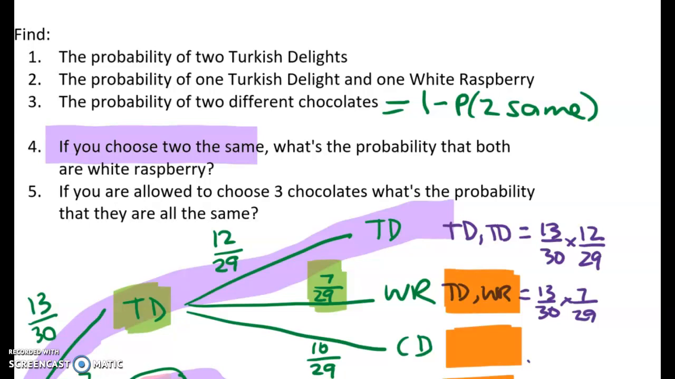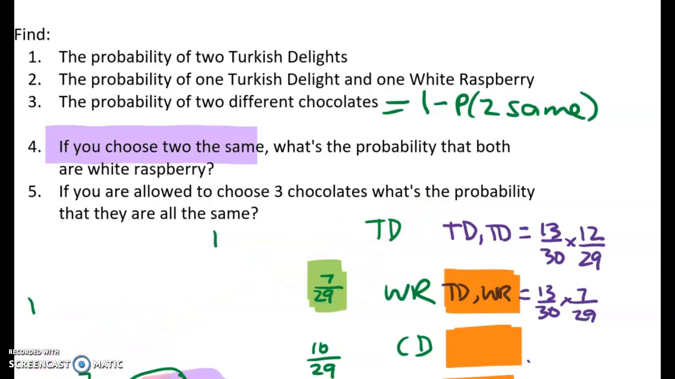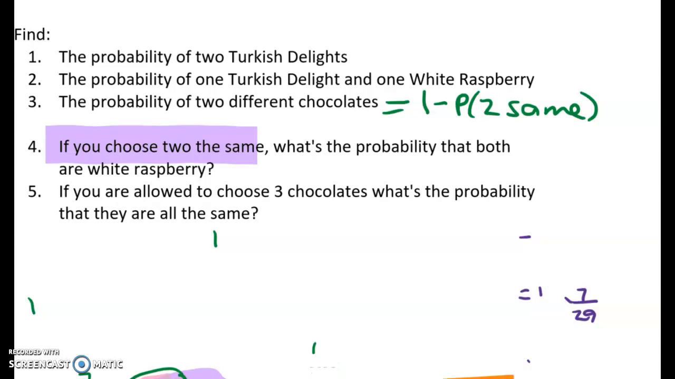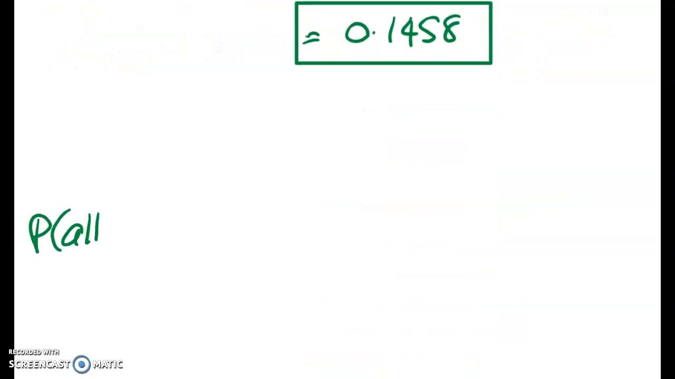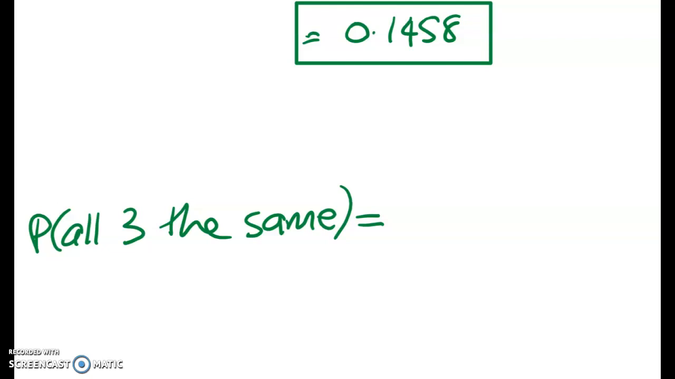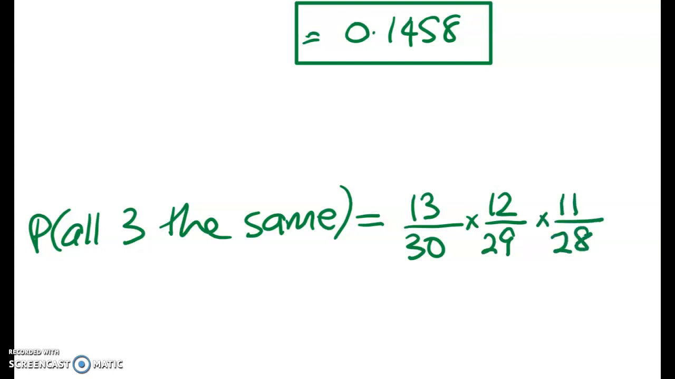So if you're allowed to choose 3 chocolates, what's the probability that they are all the same? So here we could draw a massive tree, or we could just imagine that tree in our heads. Okay, so 3 chocolates, what's going to happen? So if they're all the same, the number of white raspberries available is going to drop each time. So if we're choosing 3 chocolates, we can just do it with the tree diagram in our head. Right, so it's the probability of, first of all, we've got the Turkish Delights. So 13 out of 30 on the first go. Then there are 12 left on the second go out of 29 chocolates. And there are 11 left on the third chocolate out of 28.